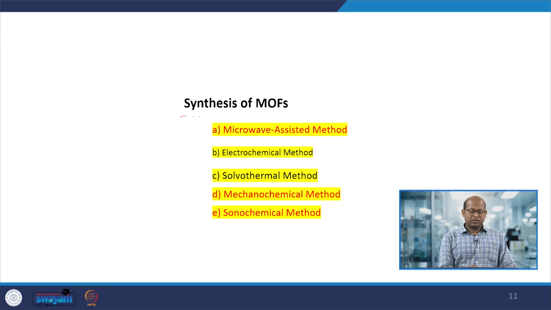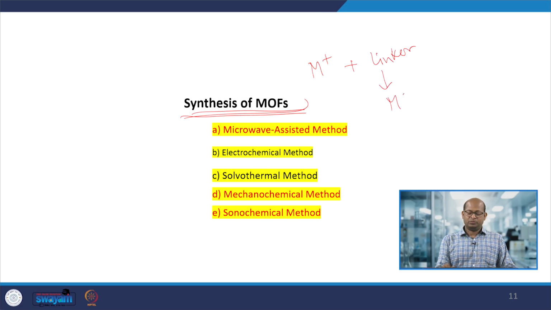Okay. So, next is the synthesis of MOF. We have discussed the basic things. Now, a few methods. These are very simple methods we can use to prepare MOF. We have to take metal ions and organic linkers to prepare that particular MOF. Okay. So, this is the basic reaction.